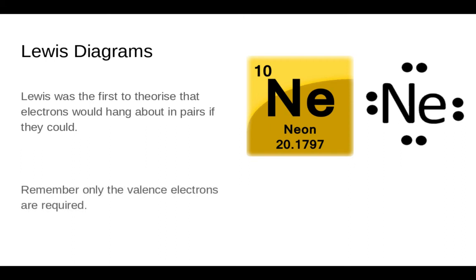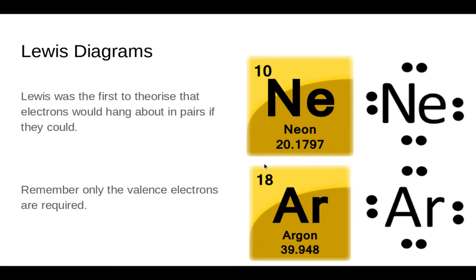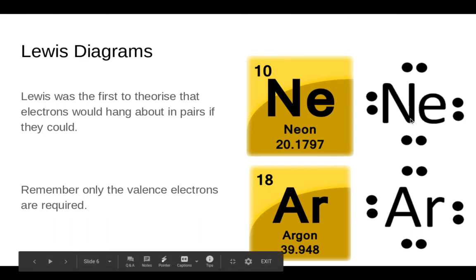Remember, only the valence electrons are required. So we've got argon, which has 18 electrons, 2, 8, 8. But as you can see, it looks very similar because we're only interested in the valence electrons. So even if they have a different number of electrons, they could have a very similar Lewis diagram. The only difference here is the symbol. Okay?